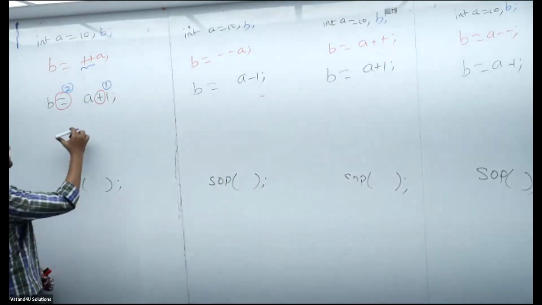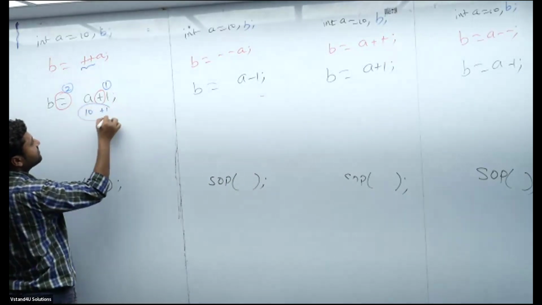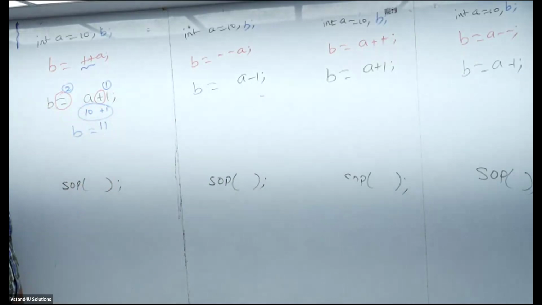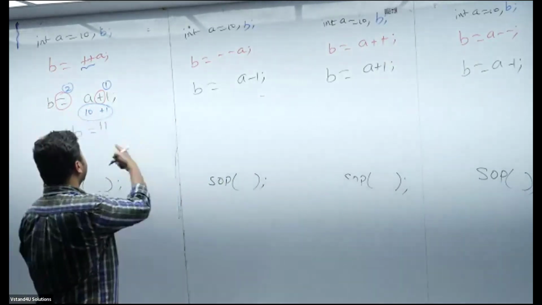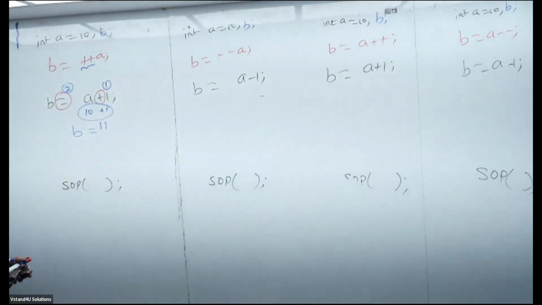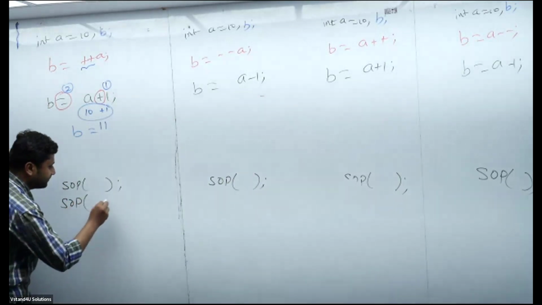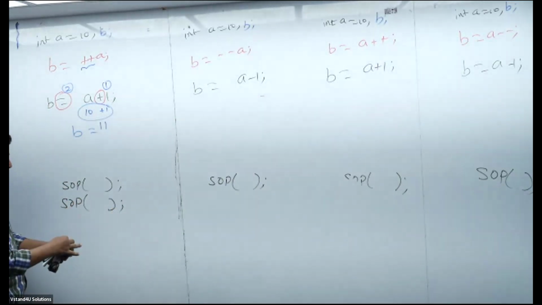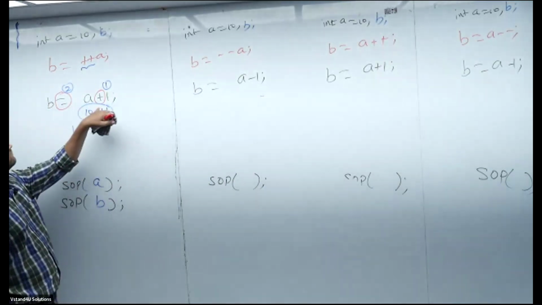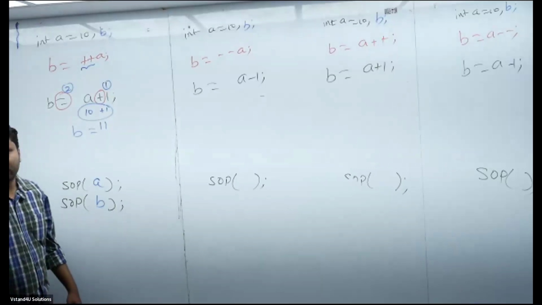The current value of A is 10. If I do incrementation, this value will become 11. Then assignment will happen, B equal to 11. So B value became 11. If here I print A and B, the A value is 11 and the B value is also 11. Agree?